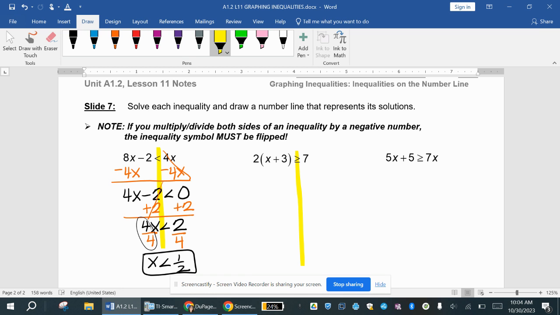I divided by 4. I do not need to flip the inequality. Okay, go ahead and try the next problem. Take a couple minutes to do some of it on your own. Please pause the video right now and push play after a couple minutes so we can check our work.